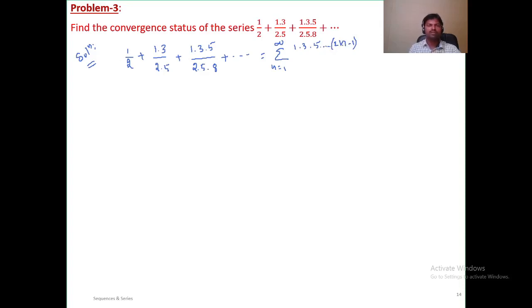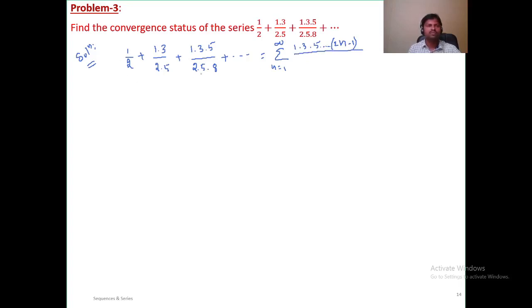Substitute n is 1, what do we get? 2 minus 1, 1. So first term is 1, look at here. Substitute n is 2: 2 into 2, 4, 4 minus 1, 3. Look at next, 1 into 3. Up to 3 you have to write, okay? Next substitute n is 3: 2 times 3 is 6, 6 minus 1, 5. That means up to 5 you have to write. Up to 5 means 1 into 3 into 5, like that.